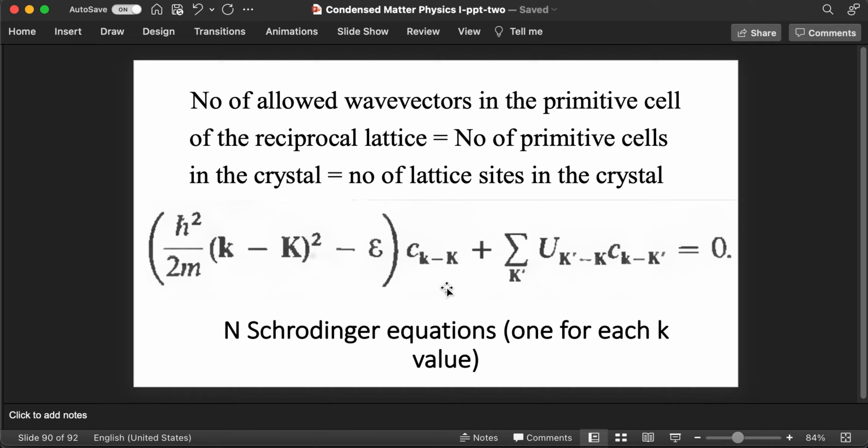So if the crystal has N lattice sites, you will have N allowed values of k in the primitive cell of the reciprocal lattice, which we will call the first Brillouin zone. From now on, we'll just call it the first Brillouin zone. So now you have N Schrodinger equations, one for every allowed value of k within the first Brillouin zone. So for every lattice site, you have one Schrodinger equation given by this. For every lattice site, there is a corresponding allowed wave vector, inside the first Brillouin zone, and for every such allowed wave vector you have this Schrodinger equation written in momentum space.